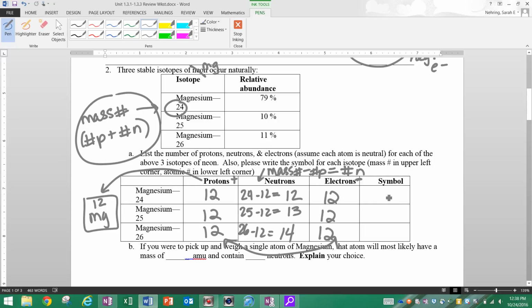And then the way you write the symbol is we write the atomic number on the bottom and the mass number on the top. So magnesium looks like that. So we got three versions of magnesium. Okay, here we go.